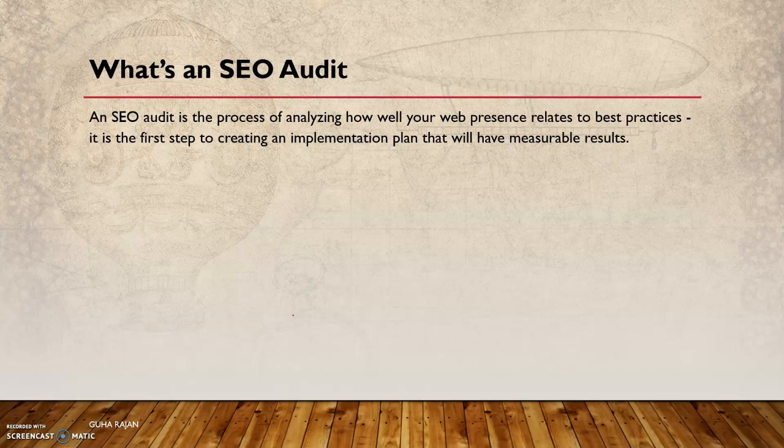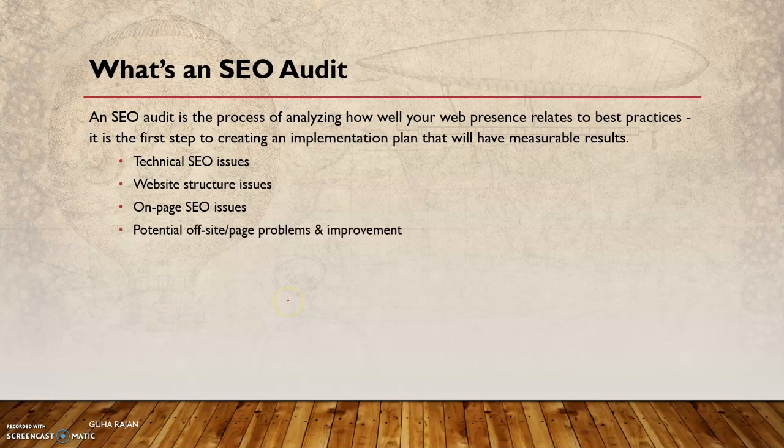Basically, it needs to look at technical SEO issues, website structure, on-page, then potential off-page problems, improvements, and user experience. Most of these will always overlap. On user experience, if you have a website with hundreds and thousands of pages, it should be easy for any user who comes into the website.